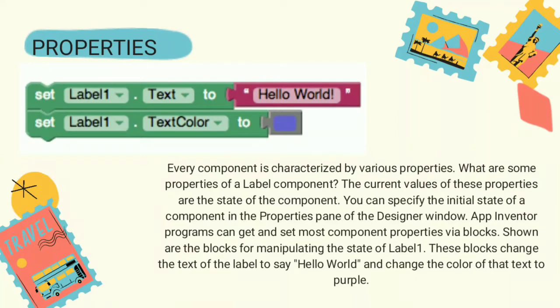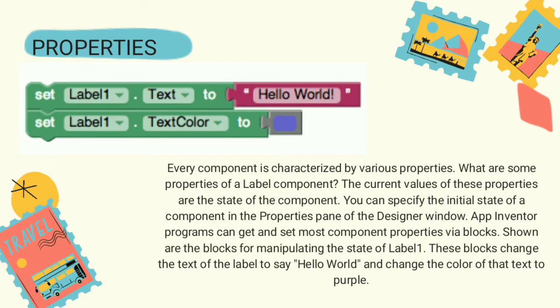Every component is characterized by various properties. What are some properties of a label component? The current values of these properties are the state of the component. You can specify the initial state of a component in the Properties pane of the Designer window.